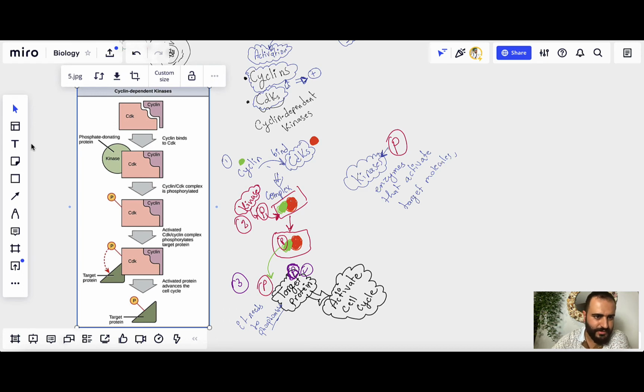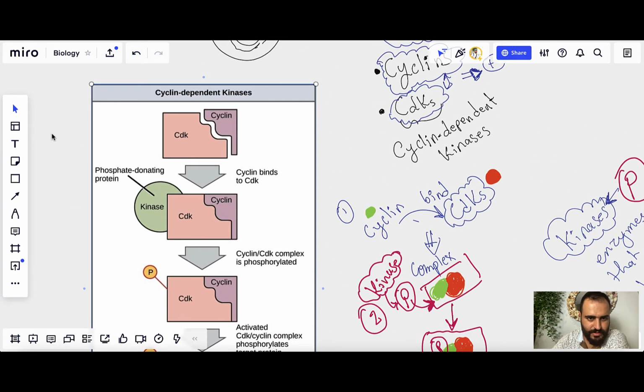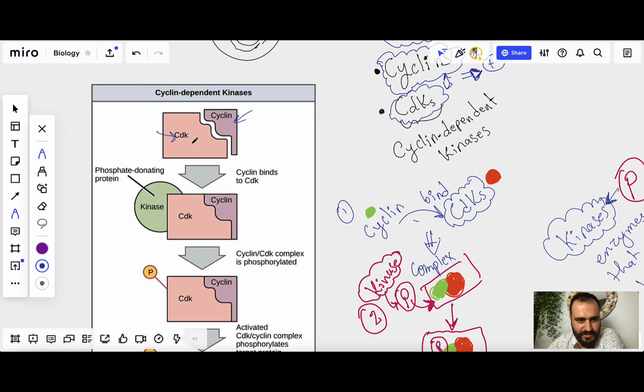Okay, let's look here. So this is the cyclin, and this is the CDK, cyclin-dependent kinase. The first step is they bind to each other. The second step is they receive phosphate from an enzyme called kinase in order to form the cyclin-CDK complex, which is phosphorylated. Phosphorylated means a phosphate group is added to it.